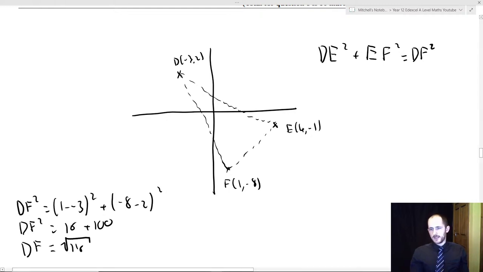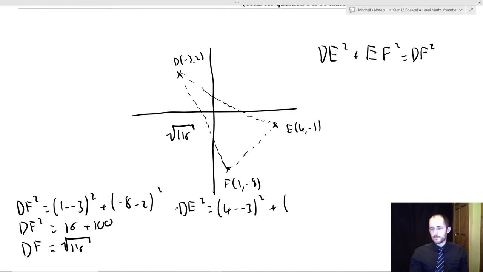Then let's work out DE. Squared. 4 minus 3 is 7, so it'll be 49. Minus 1 minus 2 is going to give me 9. So we're at 58.